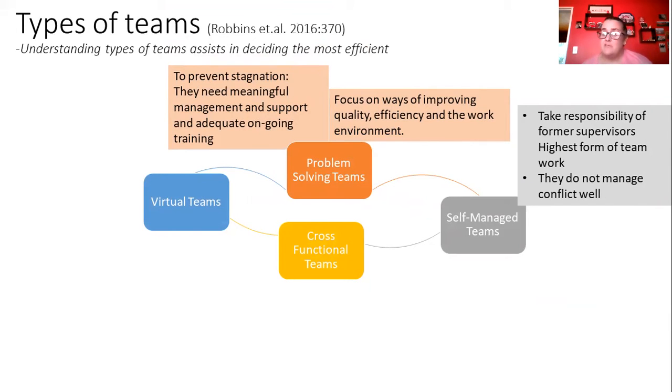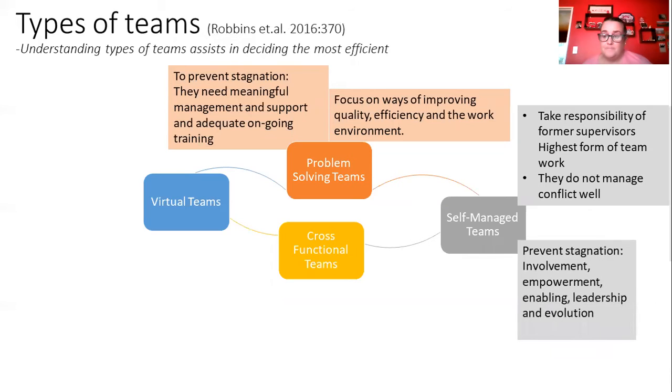Self-managed teams take responsibility from former supervisors, the highest form of teamwork. They do not manage conflict well. To prevent stagnation in self-managed teams, there needs to be involvement, empowerment, enabling, leadership, and evolution.